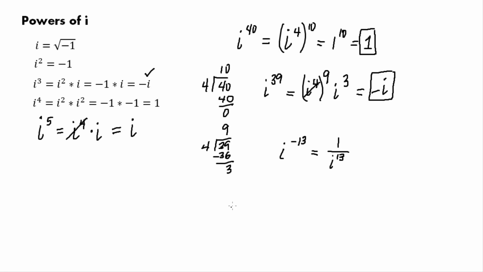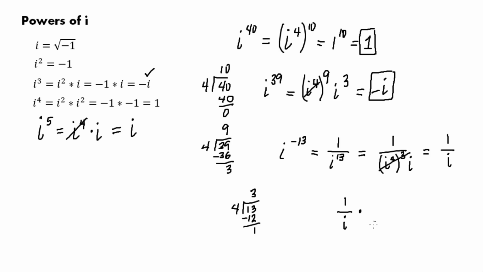So again, let's see how many times 4 goes into 13. 4 goes into 13 3 times with 1 left over. So I can write this as 1 over i to the 4th to the 3 power, and then 1 more i. So that is 13 total i's, and i to the 4th is 1. 1 to the 3rd power is just 1, so that is eliminated. So we have 1 over i, and as we saw in previous problems, we can't have i in the denominator. We need to process that.